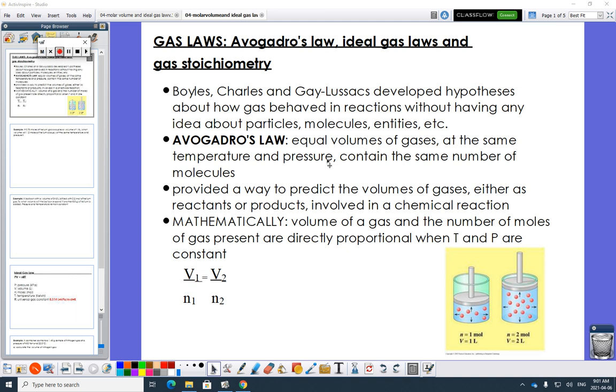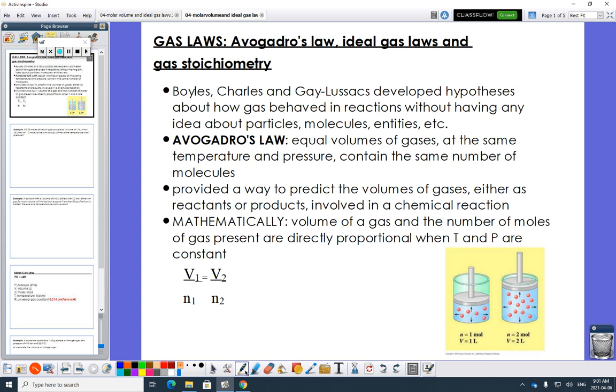Okay, so we have already sort of talked about the first point before, that the other laws, Boyle's, Charles's, Gay-Lussac's, the combined gas law, even Dalton's law, they could develop hypotheses about the behavior of gases, which was easy to predict without knowing anything about particles, molecules, entities, anything like that. So again, even Avogadro as well, even though we talk about Avogadro's number as the number of particles in a mole of something, even he didn't know.